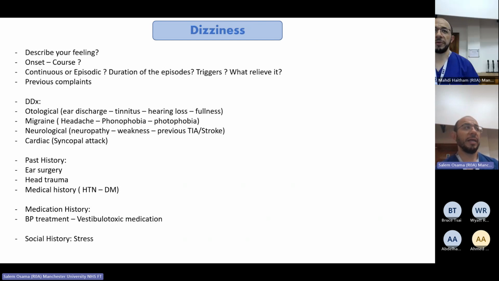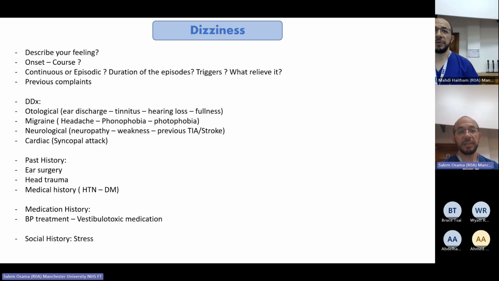From that point, you're able to cover these points: the onset, when did it start, the course, is it getting worse or not, is it continuous, is it episodic? And even for these episodes, what are the triggers of it and what relieves it as well. So if the episode is getting worse with time, is there relief or not? And we also look for previous complaints.